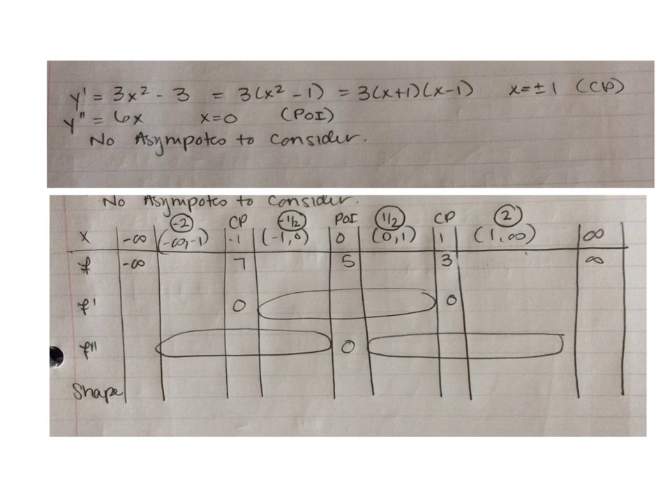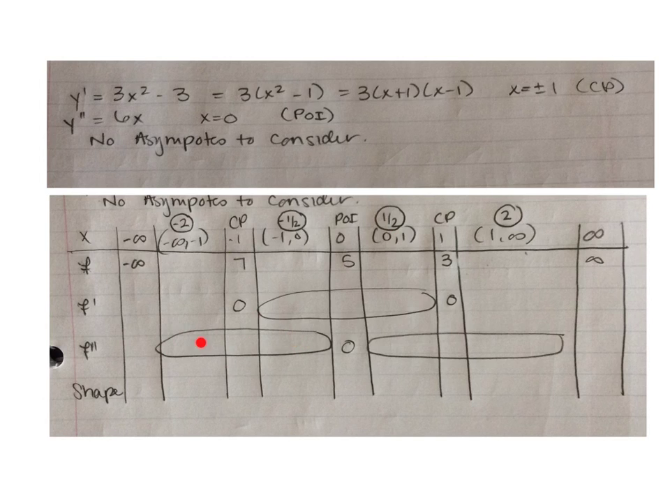Another thing I did that I think is going to help you guys a little bit further is, for example, for a CP, I know at a CP my F prime is 0. That's the definition of a CP. But it's not a POI, so therefore this shouldn't change. So I drew a circle around it to let myself know that if this is positive over here, this should be positive over here, and vice versa. I shouldn't have a positive-negative relationship here. These should be consistent.